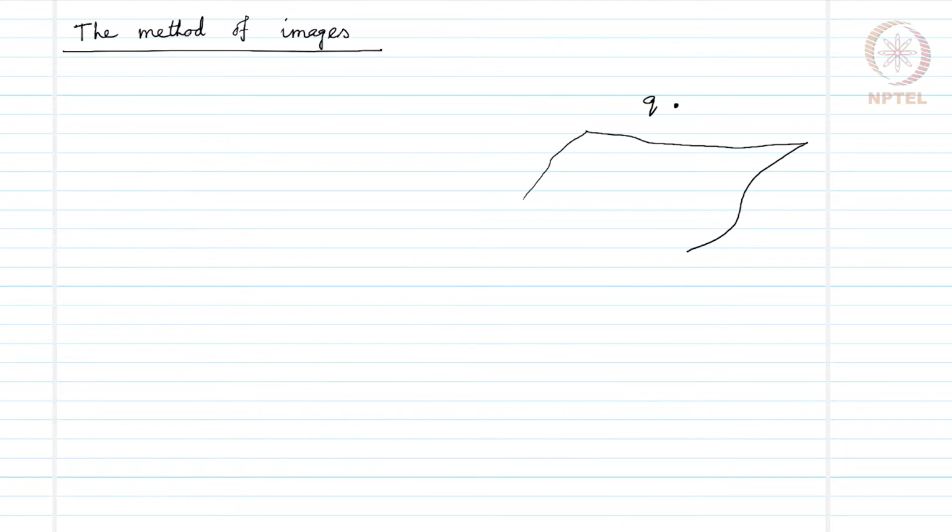The interesting thing is the method of images. What is it? Suppose we have a point charge q here. This is a point charge q, and we have an infinite conducting plane like this.